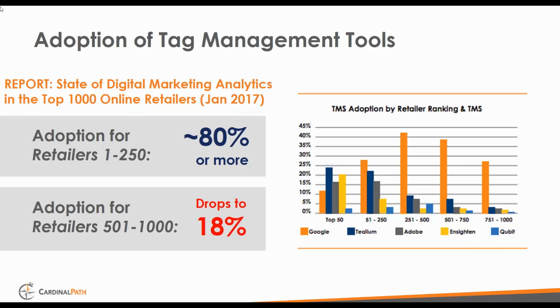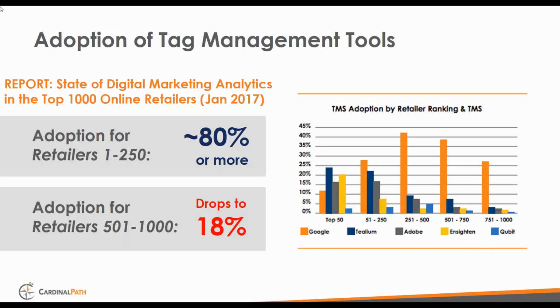While TMSs are nearly omnipresent within the top 250 retailers, adoption begins to fall off as we look at retailers ranked above the 500th up to 1,000th, where total adoption of any TMS is just 42%. This suggests that these retailers are likely deploying and maintaining their analytics tools via the traditional methods, which we'll talk to here in a moment.